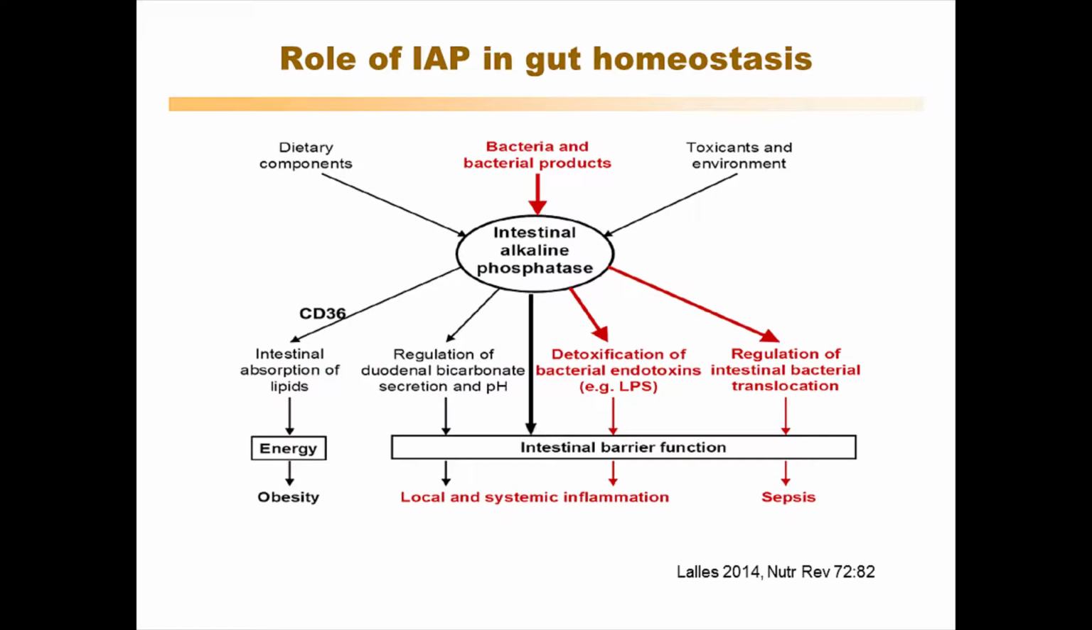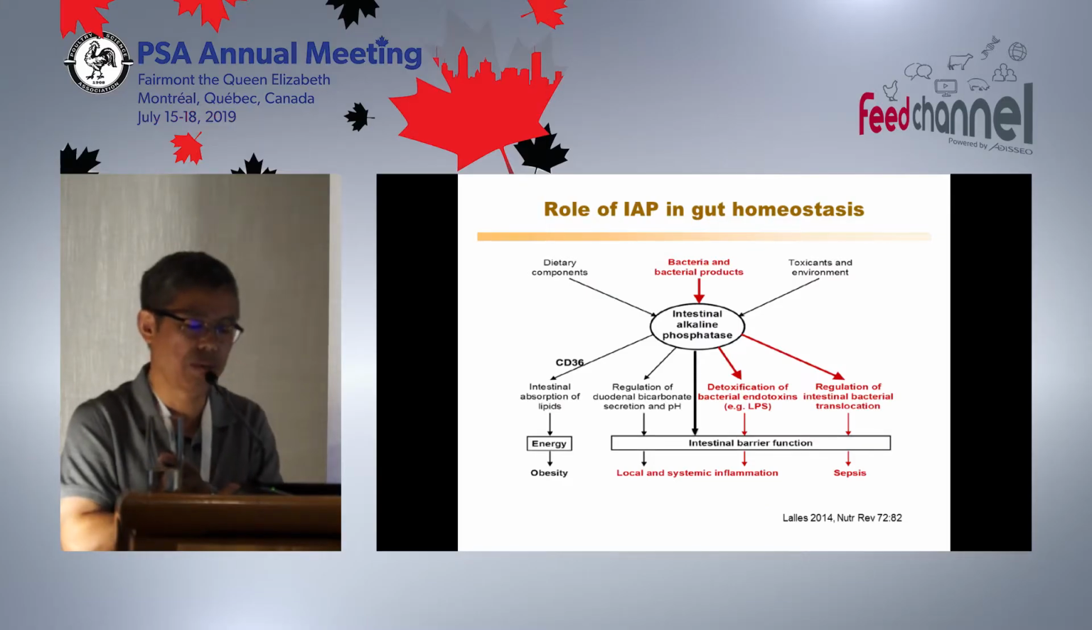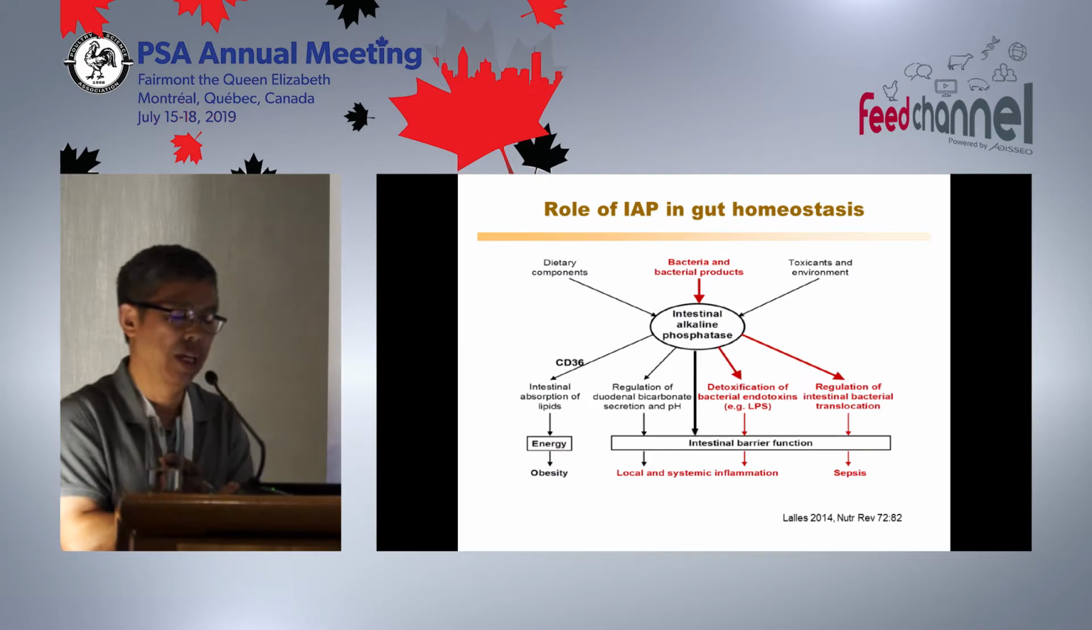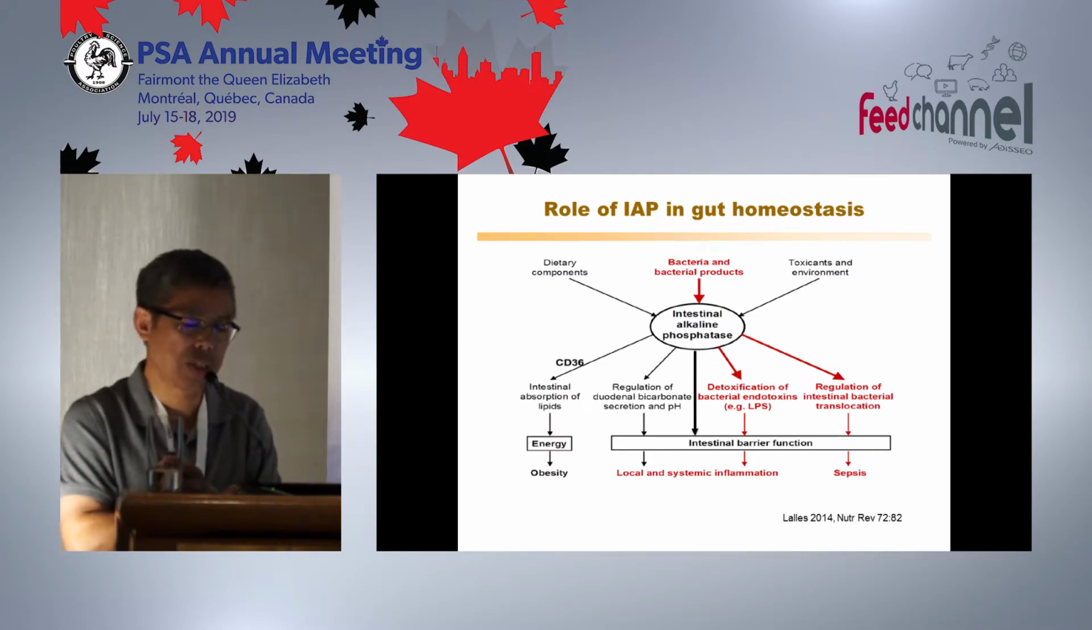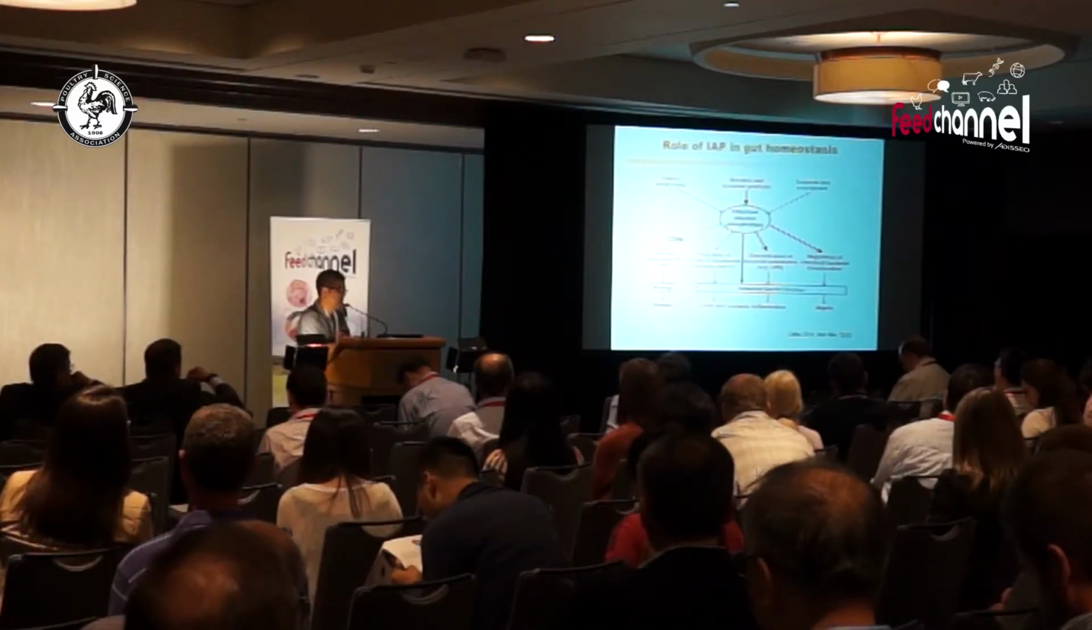It has several functions, but those specifically associated with inflammation include detoxification of bacterial endotoxins such as LPS, and also regulation of intestinal bacterial translocation. The translocation will cause sepsis, and the LPS will cause local or even some systemic inflammation, as I mentioned at the beginning.